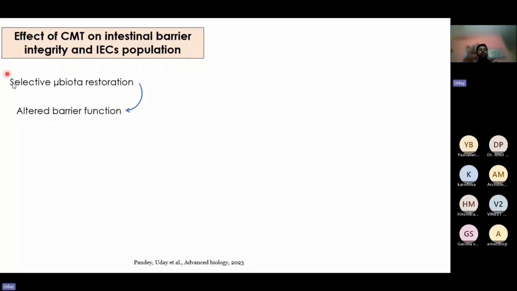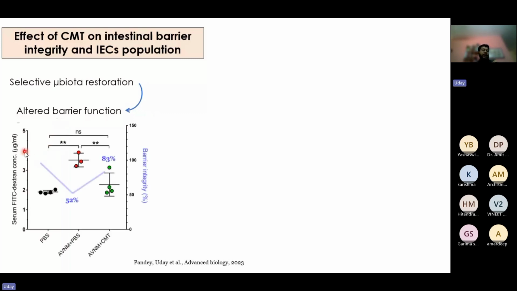So can this selective restoration of the microbial population modulate the barrier function, that is, can it restore the detrimental effect that we observed? For that we did again the FITC-dextran analysis, and we found that the barrier integrity is actually increasing. Here you can see a double y-axis plot: one is the serum FITC-dextran concentration, which is getting depleted, and the barrier integrity is getting restored.